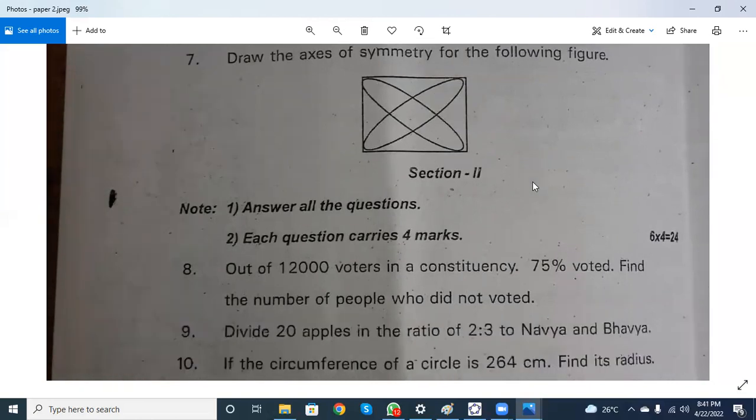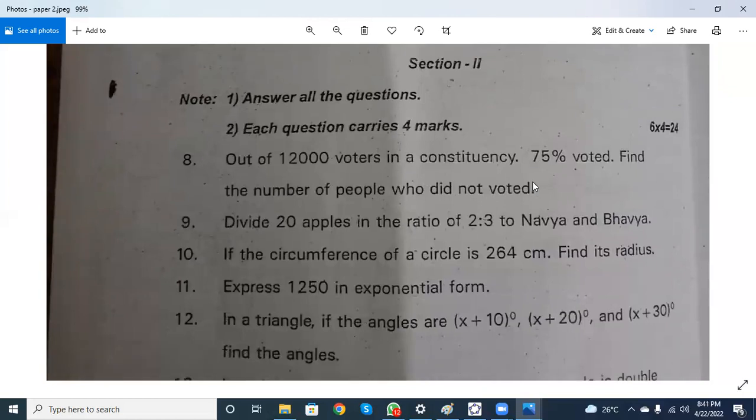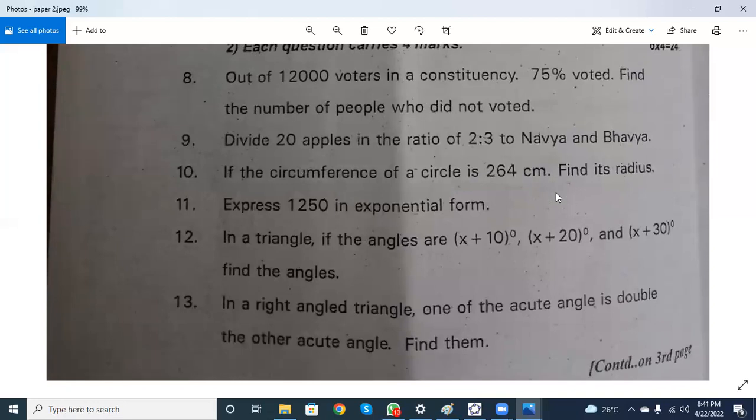Now section 2, each 4 marks. Out of 12,000 voters in a constituency, 75% voted. Find the number of people who did not vote. So we need to find out 25% of the people is how much. And divide 20 apples in the ratio 2:3, which are shared between Navya and Bhavya. Next, circumference of the circle they have given. You need to find out the radius.